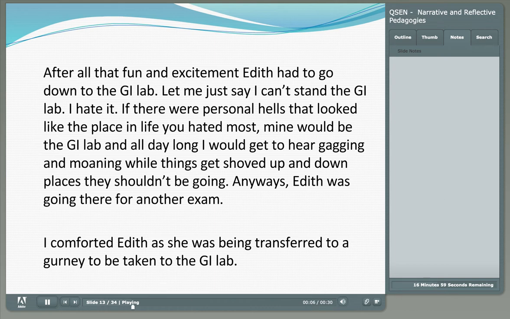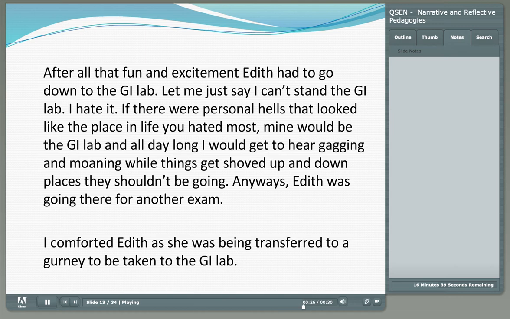Let me just say, I can't stand the GI lab. I hate it. If there were personal hells that looked like the place in your life you hated most, mine would be the GI lab, and all day long I would get to hear gagging and moaning while things got shoved up and down places they shouldn't be going. Anyways, Edith was going for another exam.